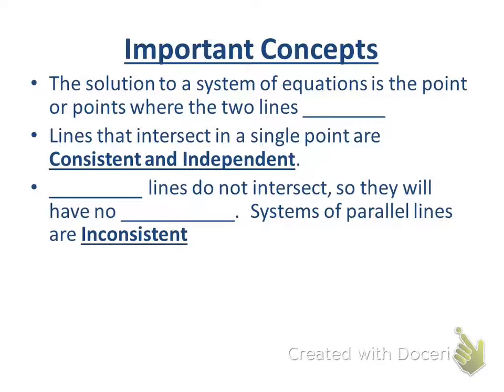Parallel lines do not intersect, so they will have no solution. Systems of parallel lines are inconsistent. Inconsistent. There's a definition there. You're going to have 3 or 4 test questions on the Unit 7 test that require you to know these definitions. If you don't, you miss 4 easy questions. There goes an A. There's a letter grade for not knowing these definitions. Parallel lines do not intersect, so they will have no solution. Systems of parallel lines are inconsistent.